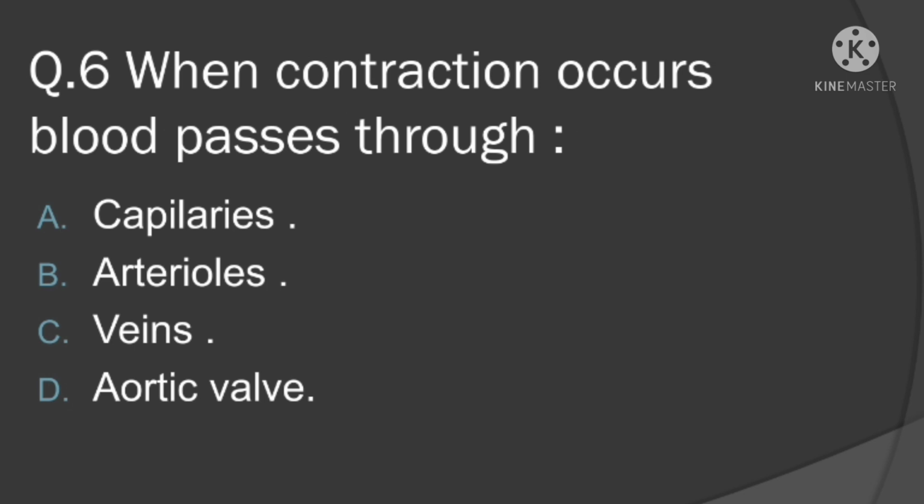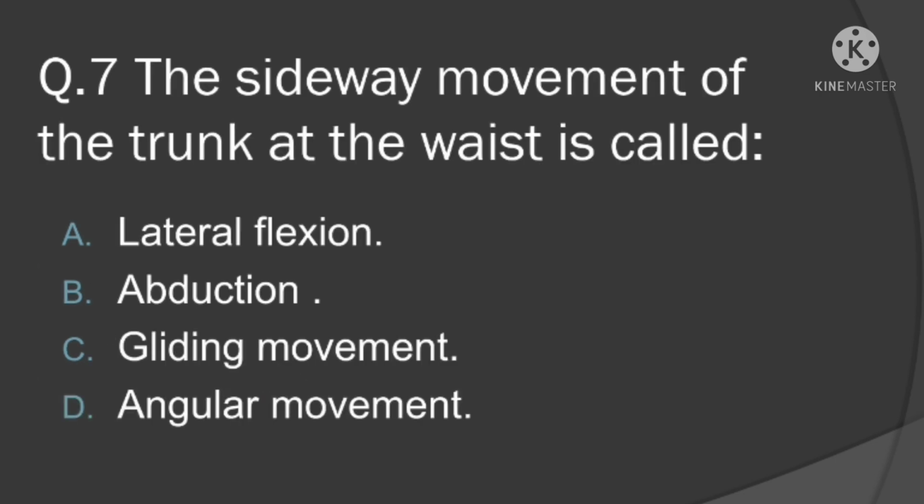Question number 6. When contraction occurs, blood passes through A. Capillaries. B. Arterioles. C. Veins. D. Aortic valve. And the correct answer is D. Aortic valves.